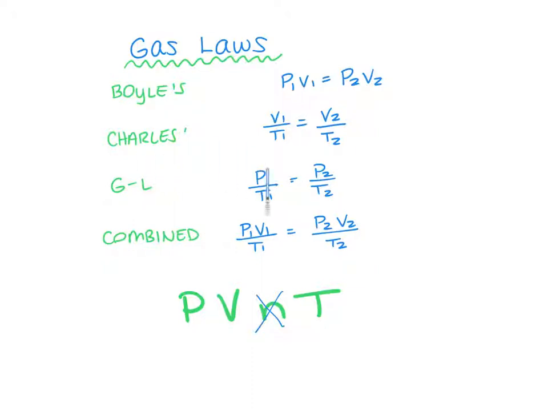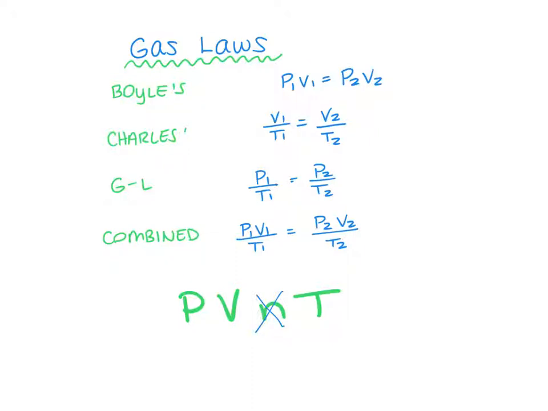For Charles, you're going to do volume and temperature comparison, so V1 over T1 equals V2 over T2. Notice these are fractions. You set them equal to each other and you cross multiply to solve. Gay-Lussac's law is pressure and temperature, so it's P1 over T1 equals P2 over T2.